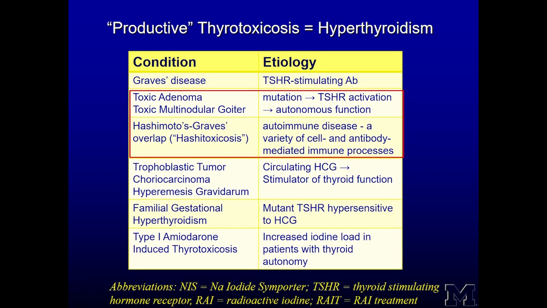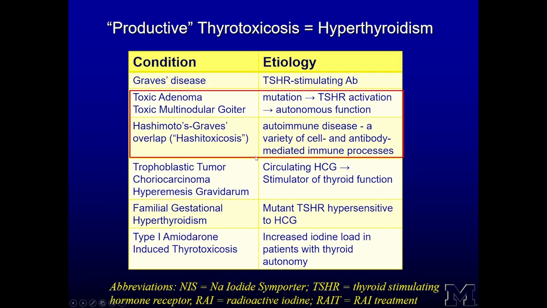So there is such an entity as hashitoxicosis, present due to an autoimmune thyroid condition involving both cellular thyroid autoimmunity with lymphocytic thyroid infiltration and the presence of stimulating antibodies on the TSH receptor.